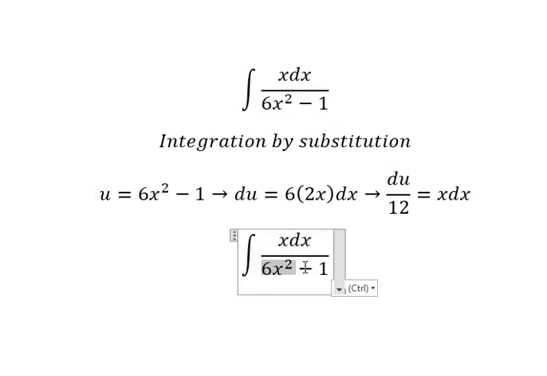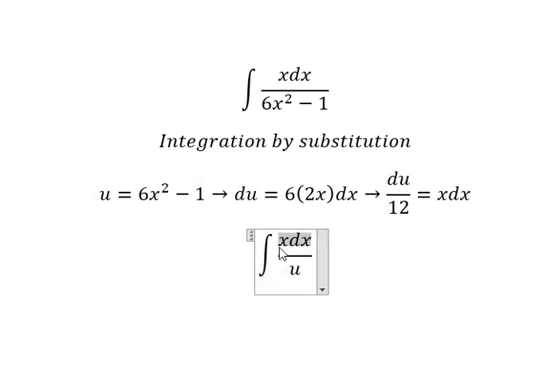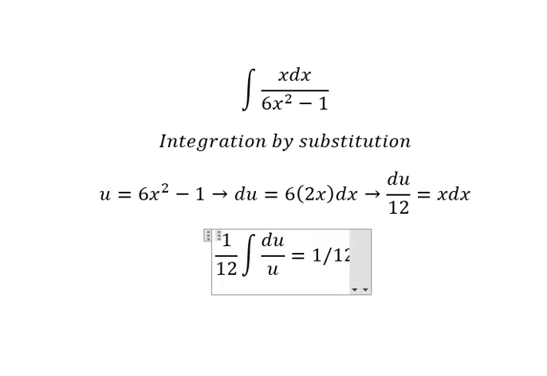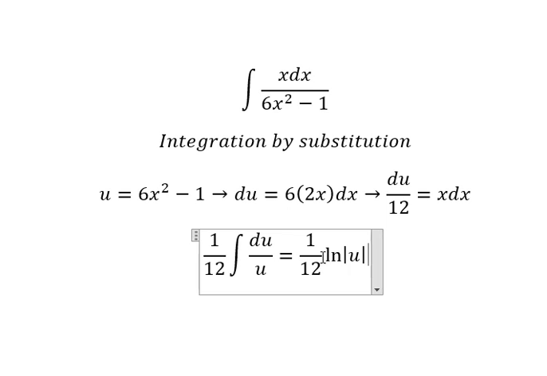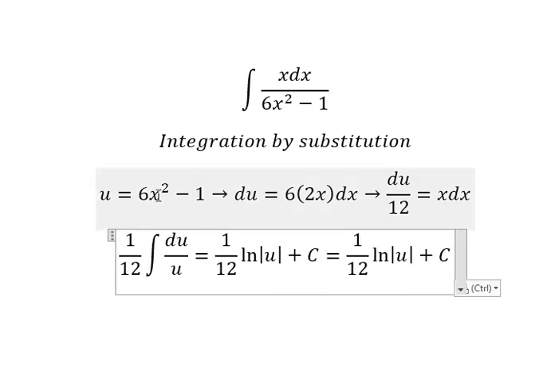So this one we change for u. The x we change for this one. So we have the final answer. For u, that is this one.